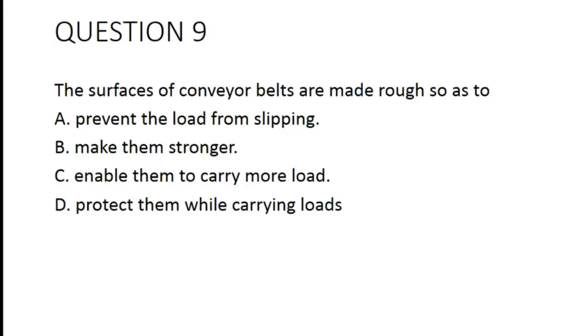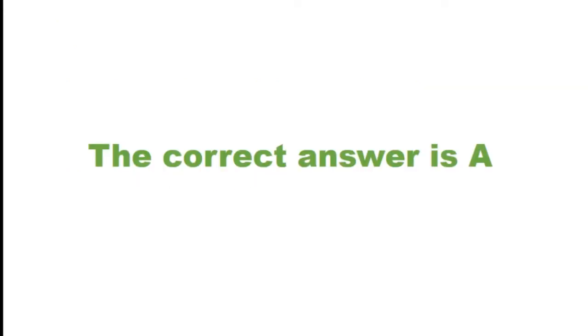Question 9. The surfaces of a conveyor belt are made rough so as to A. Prevent the load from slipping. B. Making them stronger. C. Enable them to carry more load. D. Protect them while carrying loads. The correct option is option A. The surfaces of a conveyor belt are made rough to prevent the load from slipping.